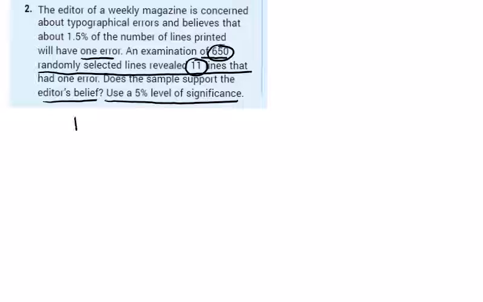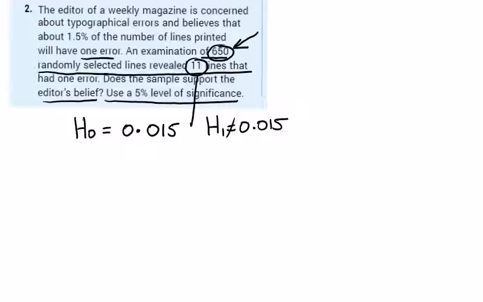So his belief, H0, the null hypothesis, is equal to 0.015, or 1.5%. So we're going to say the alternative hypothesis is not equal to 0.015. So let's test this. We have our sample of 650 and then we have our proportion of 11. So think about P, 11 over 650 is going to be equal to P in this case.